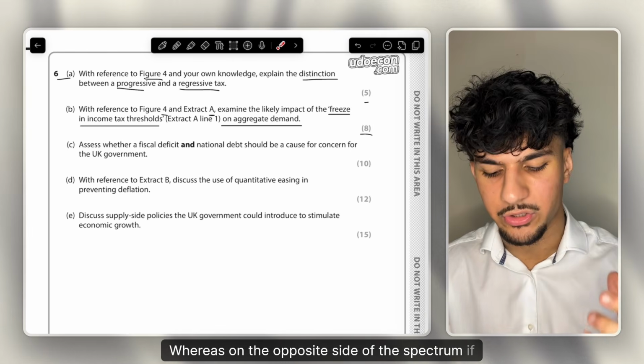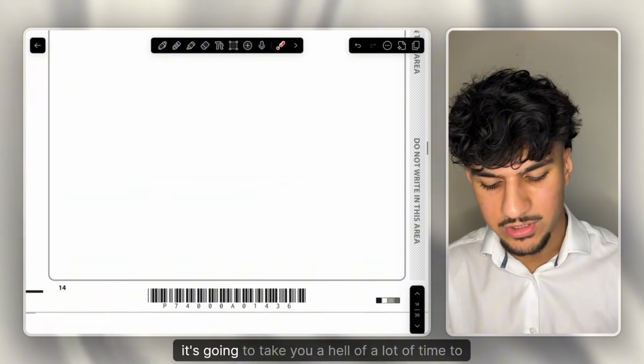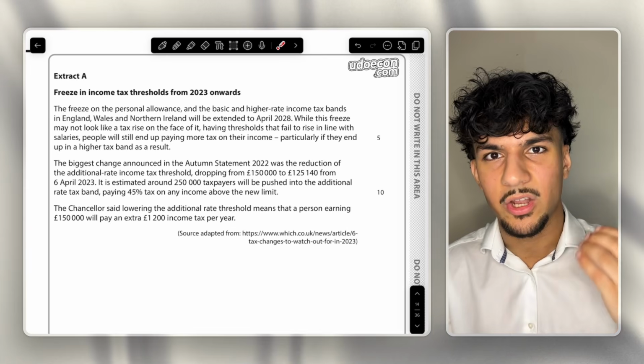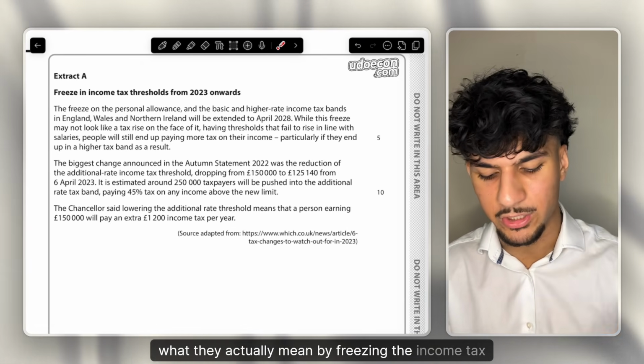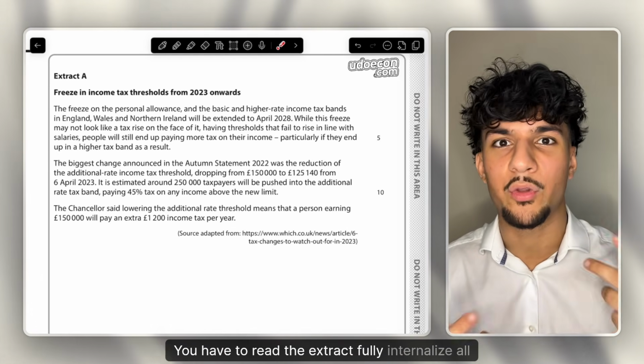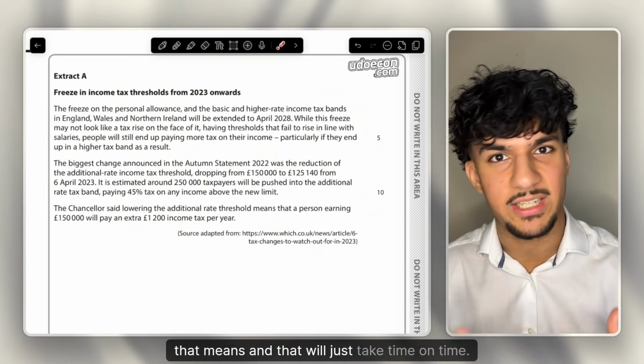Whereas on the opposite side of the spectrum, if you don't know what fiscal drag is, it's going to take you a hell of a lot of time to understand what they actually mean by freezing the income tax bands. You have to read the extract, fully internalise what that means, and that will just take time on time.